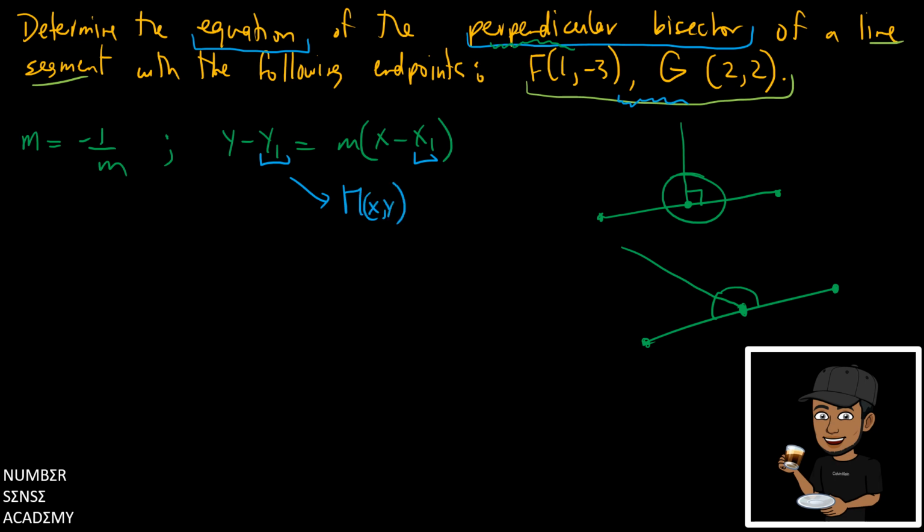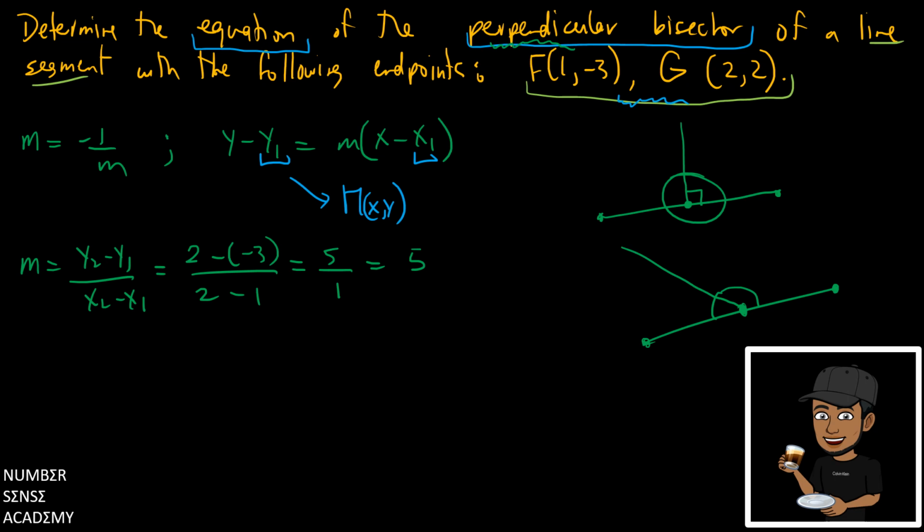All right, so there's a couple things that we have to do. First, we need to find the slope, and then we need to find the midpoint. So let's just jump into that. So let's find the slope. The slope we know is y2 minus y1 over x2 minus x1, and g will be my x2, y2, and then f will be my x1, y1. So we're going to have 2 minus negative 3 over 2 minus 1, and that gives me 5 over 1, which is 5.